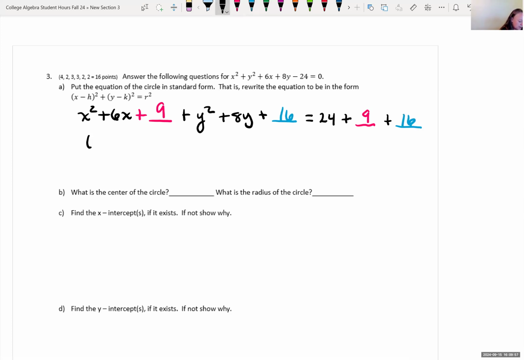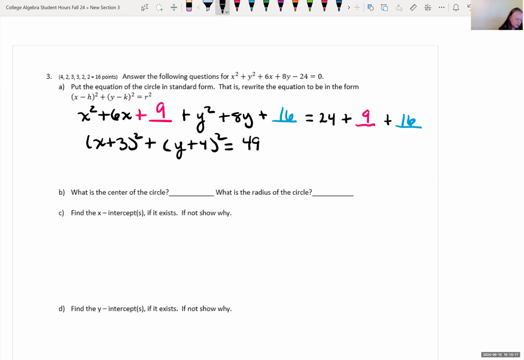So now I can rewrite this. This is x plus 3 quantity squared plus y plus 4 quantity squared. This is equal to 24 plus 9, that's 33. 33 plus 16 is 49.